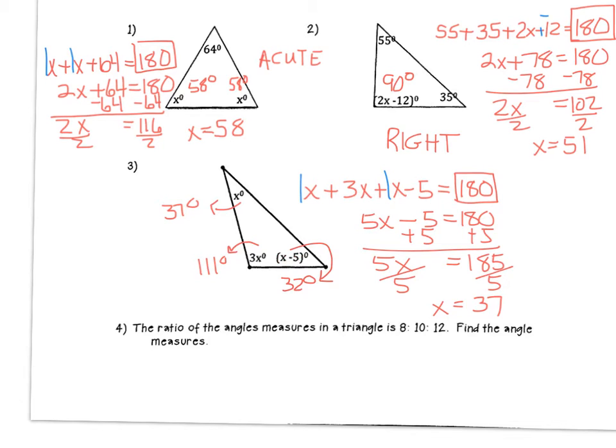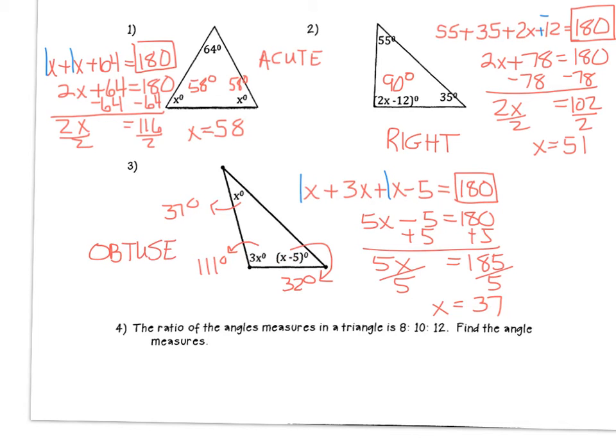I see a large angle here. These two are small, but this one's large. When I say large, it's more than 90, less than 180. That makes this an obtuse triangle. Okay?